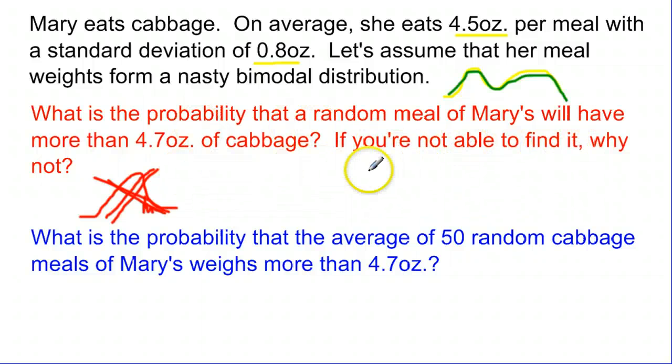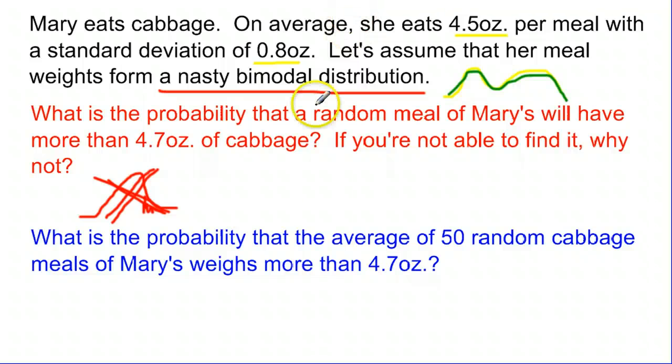The reason we can't find anything is we can't make predictions from the description of a nasty bimodal distribution. We can make predictions from normal curves, we can make predictions from some other distributions, but not this. So there's really nothing we can do to answer that question.